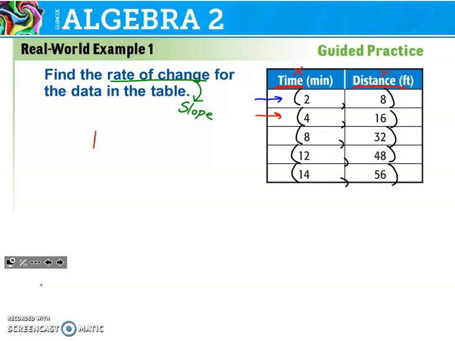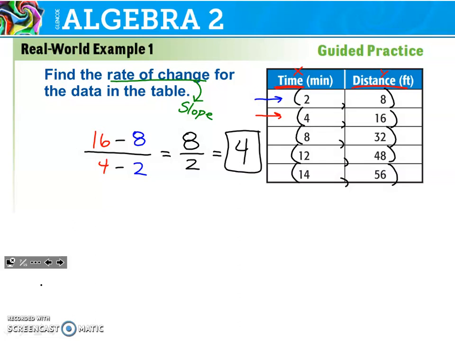So y sub 2 minus y sub 1 over x sub 2 minus x sub 1. Okay, I'm just going to simplify. 16 minus 8 gives me 8. Over 4 minus 2 gives me 2. That tells me that my slope is 4.